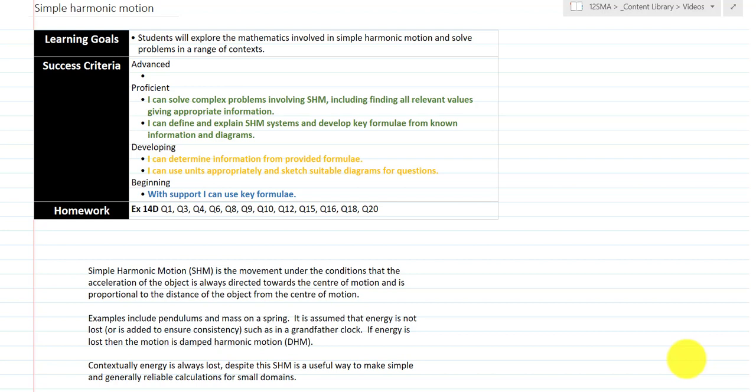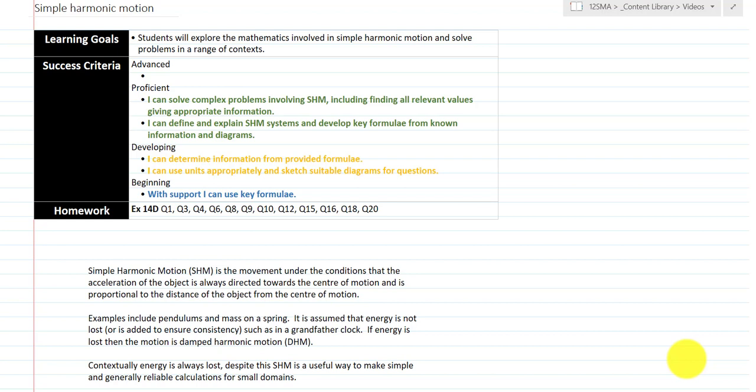Hi and welcome to video 5 in our video series on forces and motion to do with differential equations, and today we're going to be talking about simple harmonic motion, as you can see there. In this video we'll introduce simple harmonic motion, do a couple of examples, and then we'll probably have a second video with a couple more examples. So let's have a look.